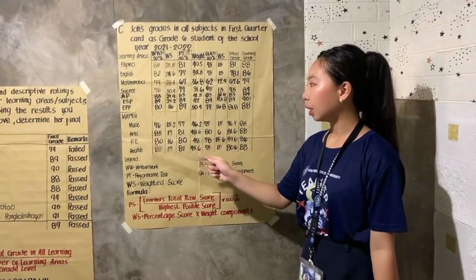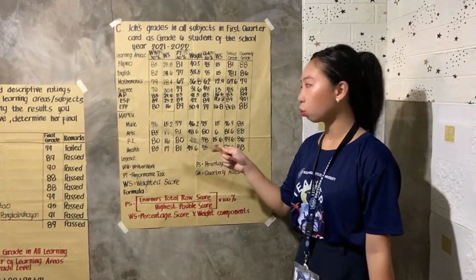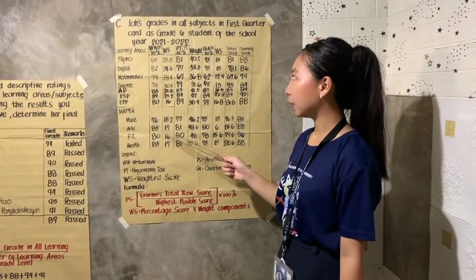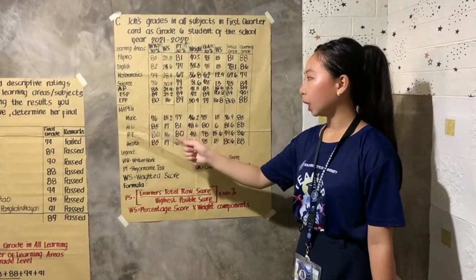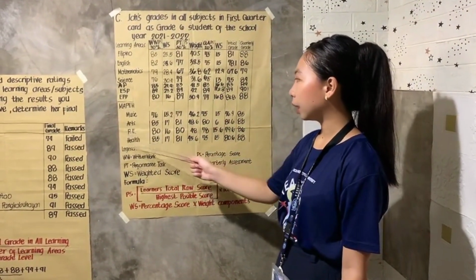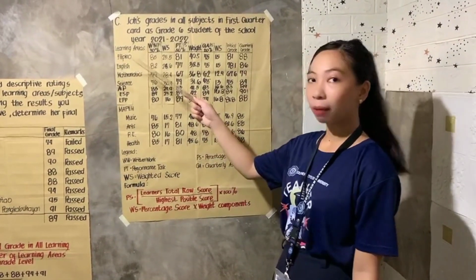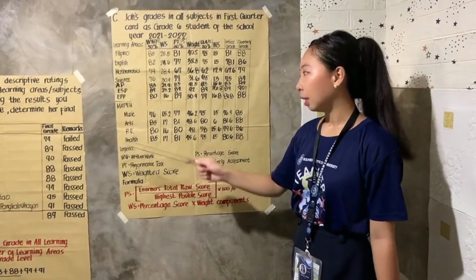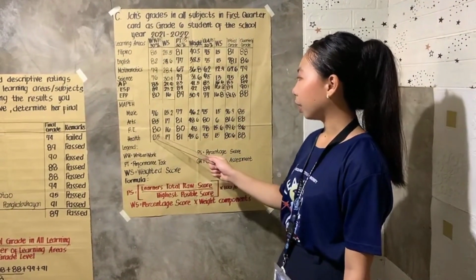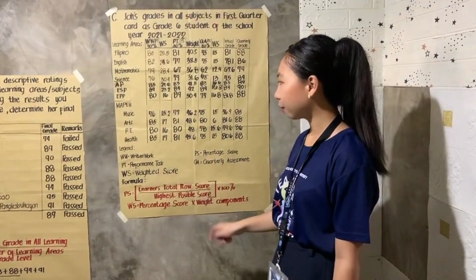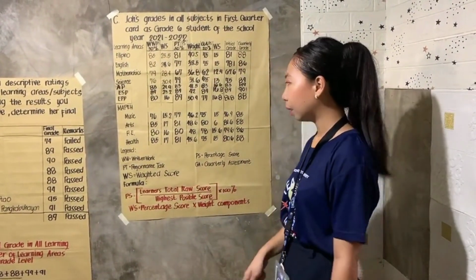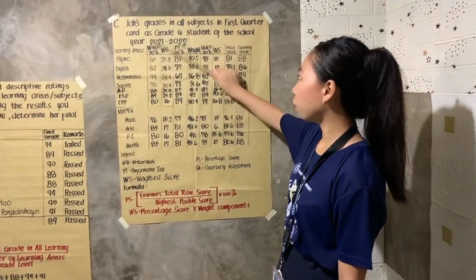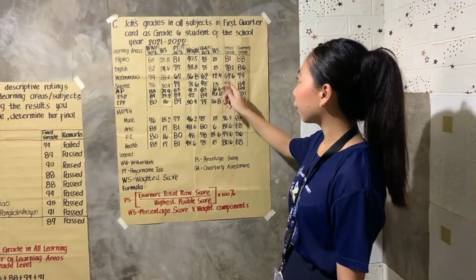In arts, he got 85 percentage score, multiplied by 0.30, he got 17 as a weighted score. In physical education, he got 80, multiplied by 0.30, he got 16 as a weighted score. And in health, he got 85, multiplied by 0.30, he got 17 as a weighted score. So let's move on.